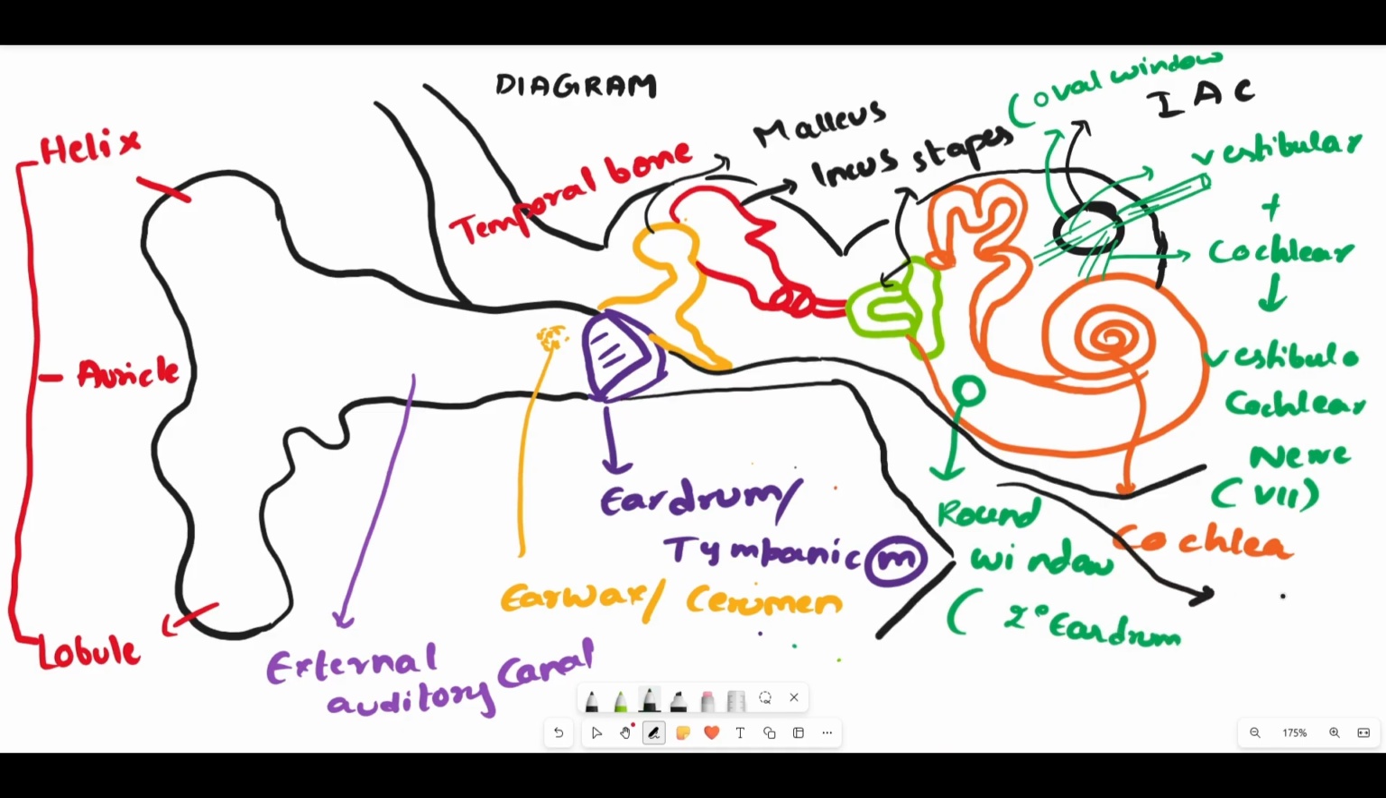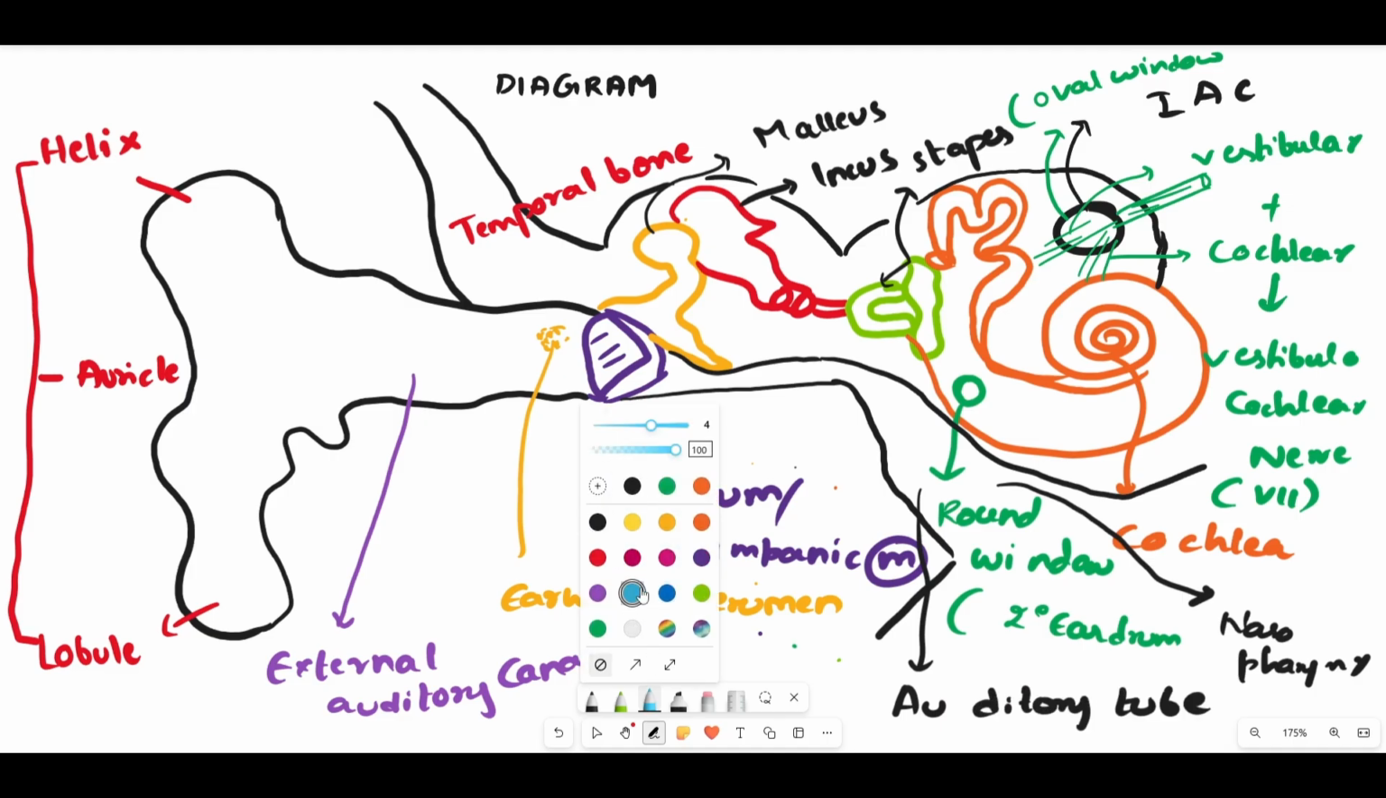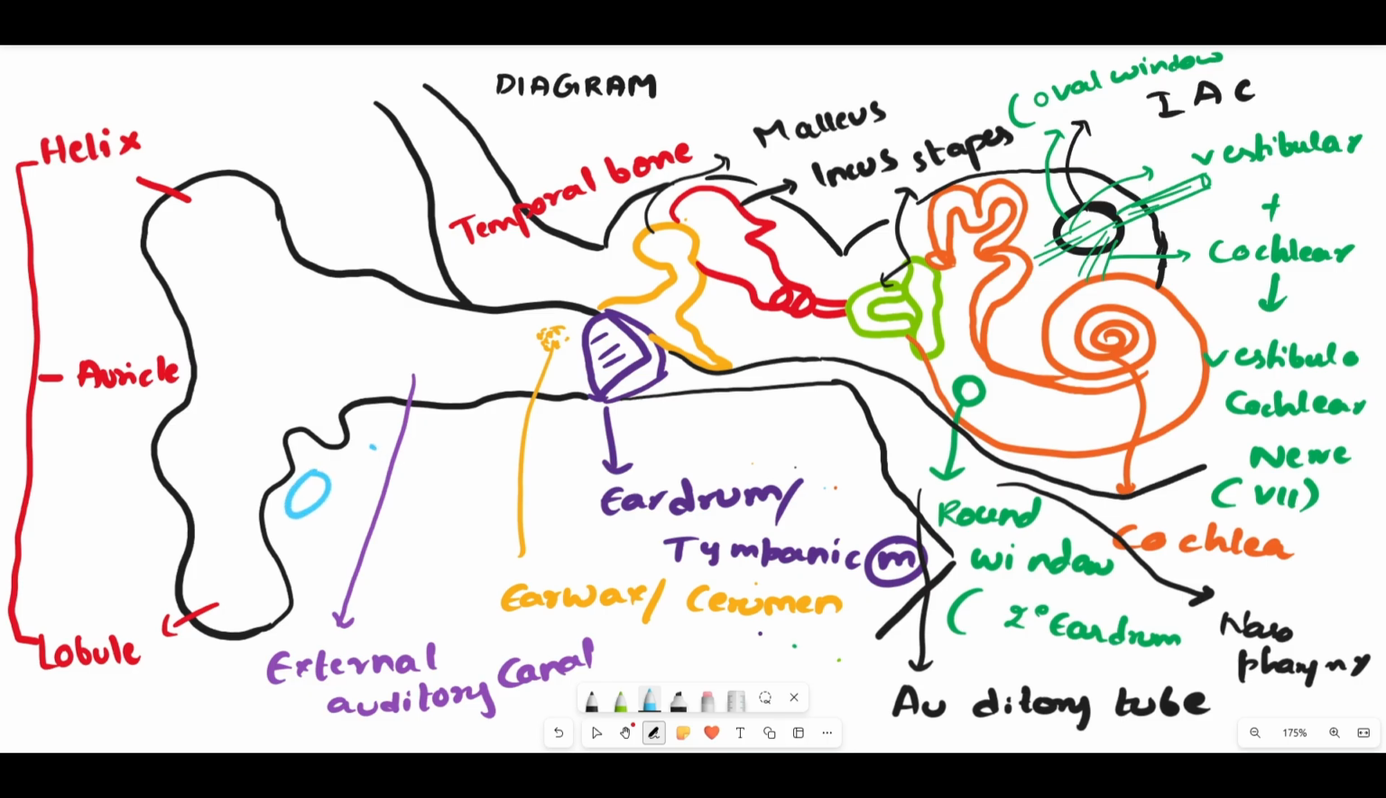So this portion will be connecting to the nasopharynx. This tube we will be calling the auditory tube. And here there will be the presence of certain cartilage, which we will be calling elastic cartilage.